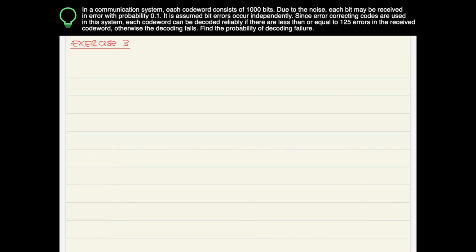Okay, so we can define xi as a random variable which assumes the value 1 if bit i is received without error and 0 otherwise. So xi can assume only two values, and in particular a bit is correctly received with probability 0.9. So xi is a Bernoulli distribution with parameter p equal 0.9.